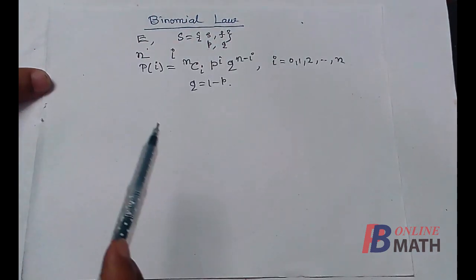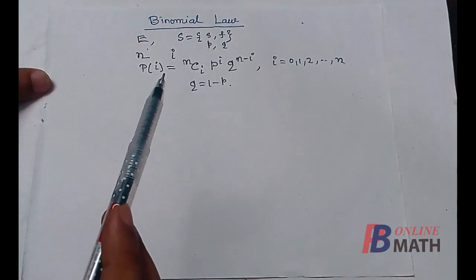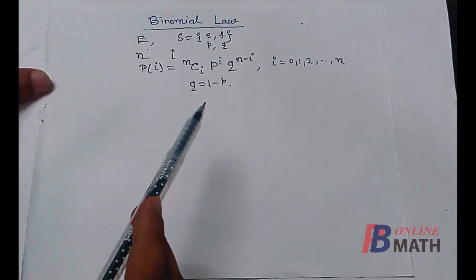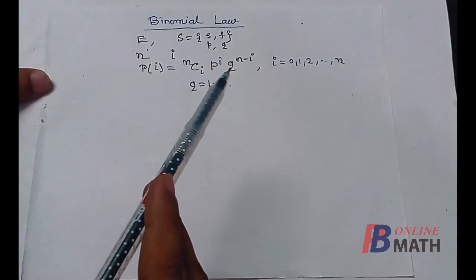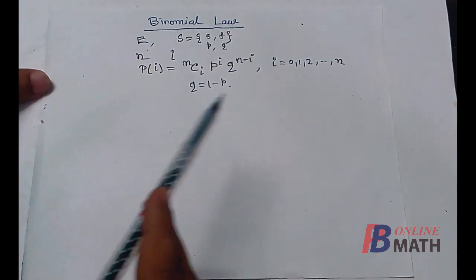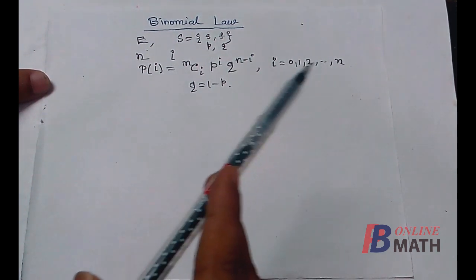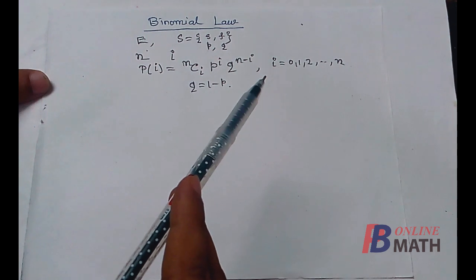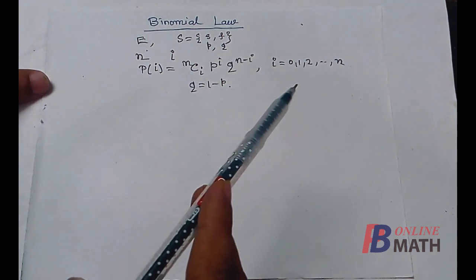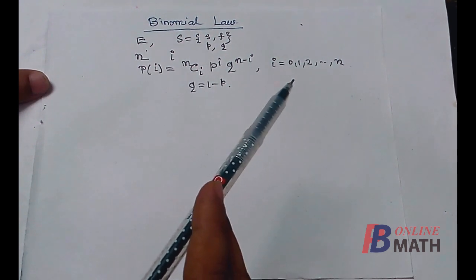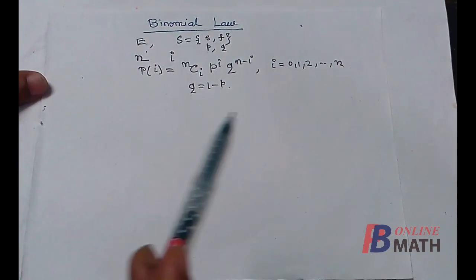We shall prove that the probability of exactly i times of success out of this n trials is equal to nCi p to the power i q to the power n minus i, where q is equal to 1 minus p and i varies from 0 to n. Because the number of experiment is n times, so maximum number of success we can find is n and minimum number of success is obviously 0. So we have to prove this formula.